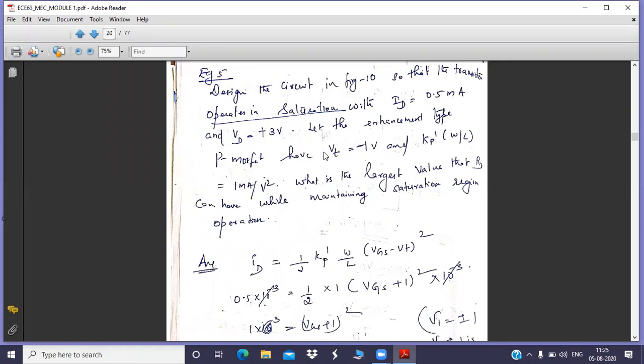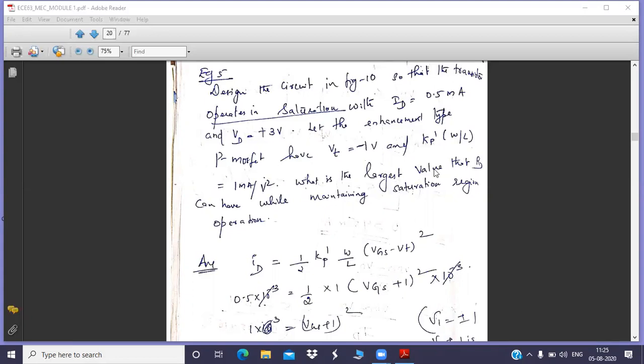You understood the theory, no? What is the concept behind the threshold? Threshold voltage is the minimum voltage which is required at the gate terminal so that the channel will get induced. For a PMOSFET, the minimum voltage is going to be negative only. It is your VT, that is minus 1 volt. Now, instead of writing Kn dash into W by L, here I have written Kp dash into W by L. Why Kp dash? Because it is mentioned as PMOS, not NMOS. Therefore, I have written Kp dash here.